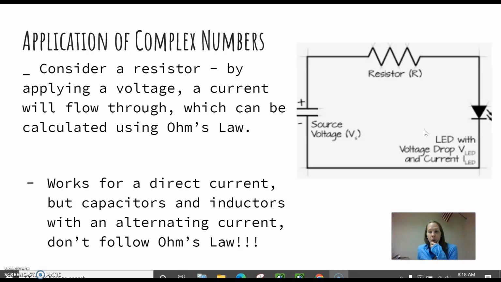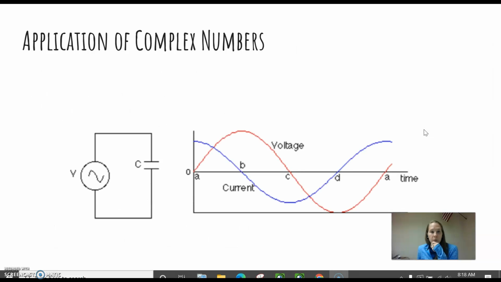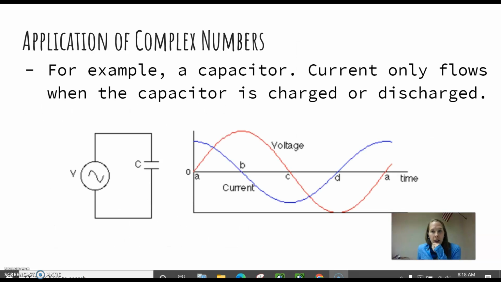When voltage and current are working together, you can't apply Ohm's law, and that's when imaginary numbers are going to become useful. So for another example, using a capacitor, current only flows when the capacitor is charged or discharged. So you can think of current as relating to the rate of change of the voltage, and not to the instantaneous voltage. So how can we then represent that voltage without just using real numbers? That's when complex numbers are needed.